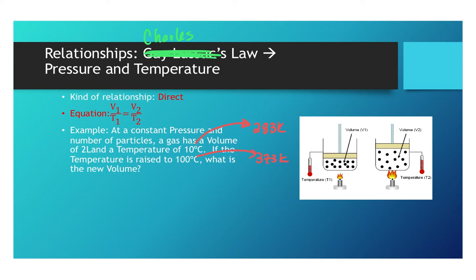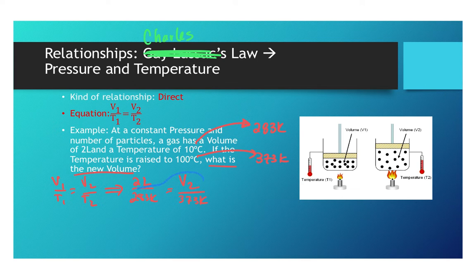All right, now we can go ahead and work out our equations. So V1 over T1 equals V2 over T2. In this one, do we know the initial volume? We do. It's 2 liters. Do we know the initial temperature? Yes, it's 283 Kelvin. Do we know the new volume? Nope, that is what they're asking us for. Do we know the new temperature? Yes, 373 Kelvin.